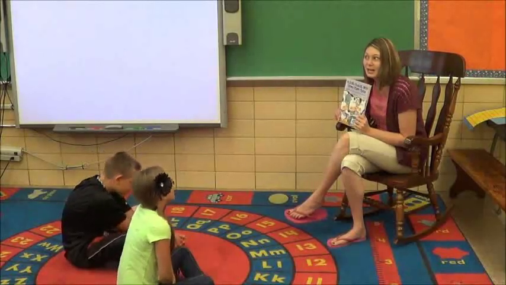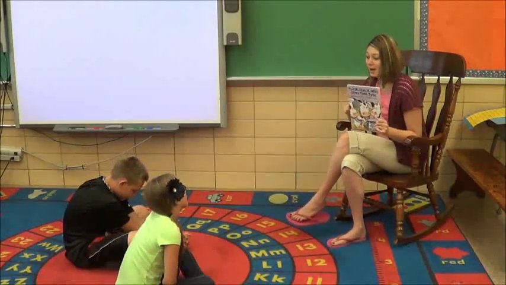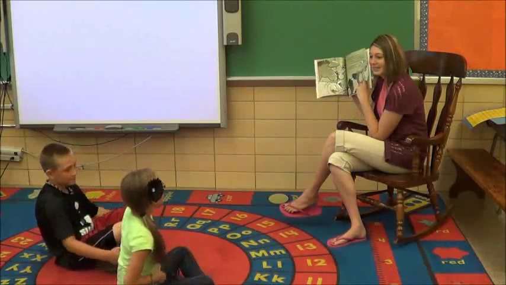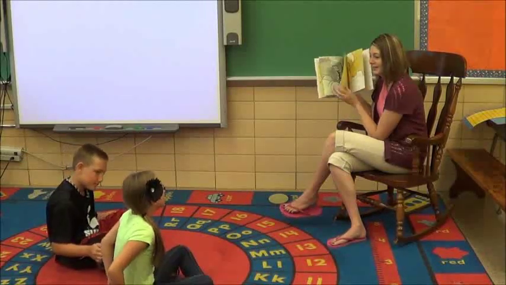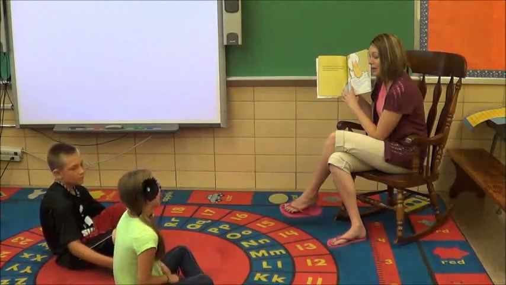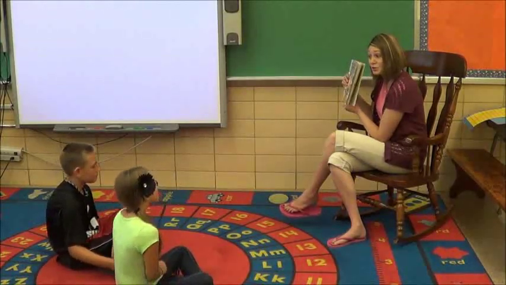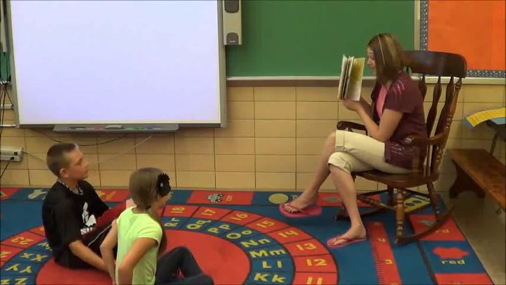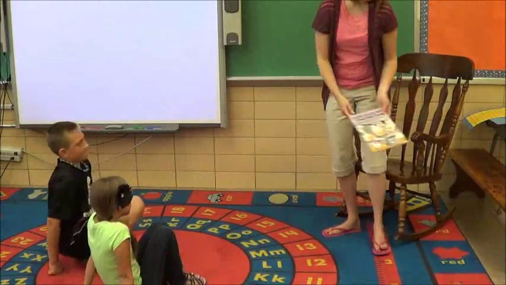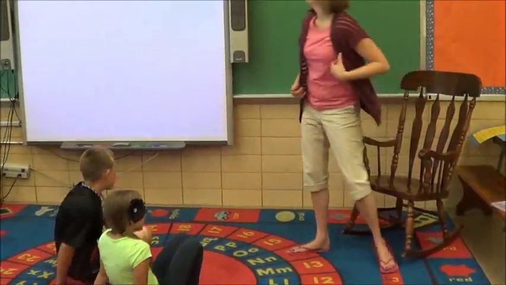Who thinks they could tell me a detail, something small that happened in the story? Bella? That Farmer Brown got mad that he didn't get milk and eggs one day. Yes, because they went on strike, so he didn't get milk and eggs like he needed. Next, we're going to look over at the smartboard.